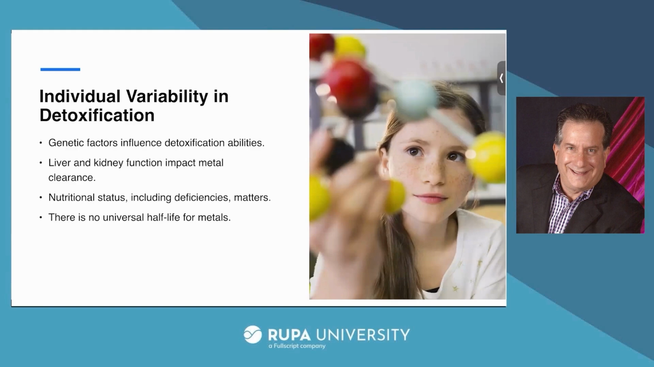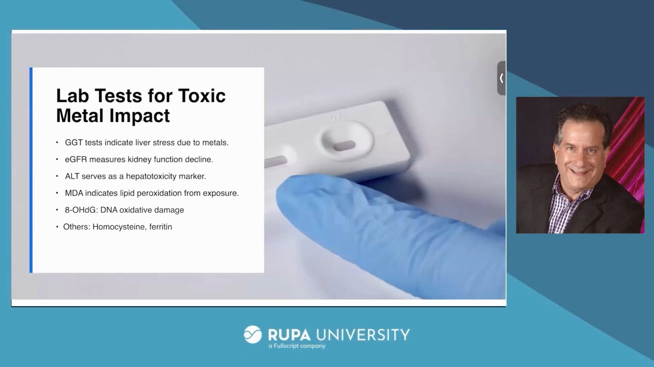Genetic factors, liver and kidney function will impact the metal. Nutritional status can too, and as I said, there is no universal half-life for metals. But for the circulation, which you need to know, it's typically hours to a few days. That's it. You can also augment your testing that I just taught you with some lab tests. GGT, gamma glutamyl transpeptidase, is a very good liver stressor that can tell for alcohol, cirrhosis, cancer, and of course, many cancers as a metastatic marker, but it also goes up with toxic metals.